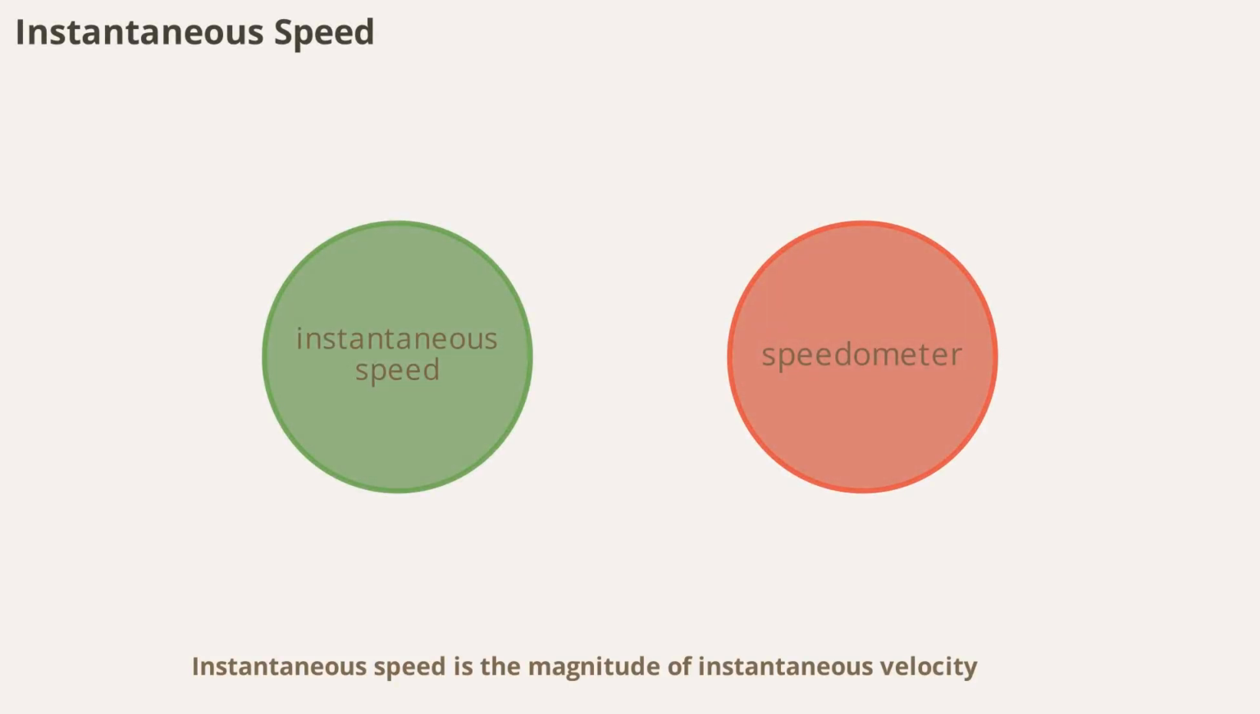Instantaneous speed is the magnitude of instantaneous velocity. It tells us how fast an object is moving at a particular instant, without regard to direction.